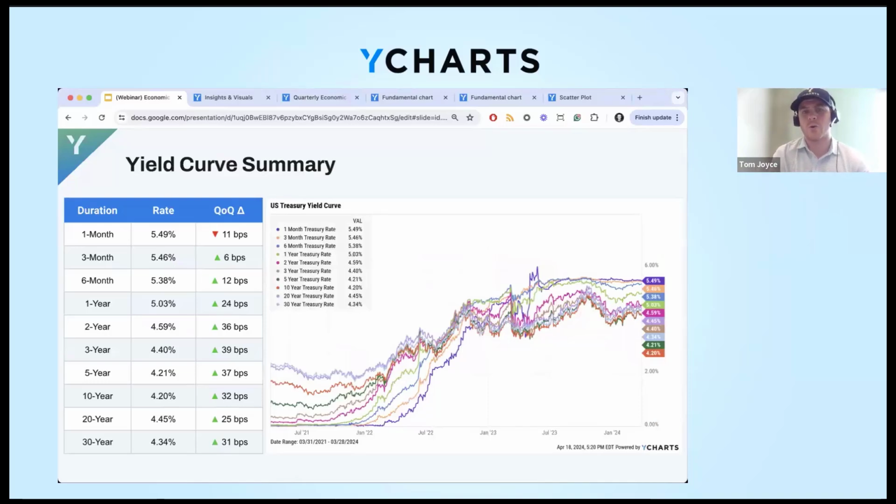And we can take a look at this further, looking at the treasury yields. What we're looking at, basically on the right-hand side, are all the different time frames in the chart. And then on the left-hand side, we've got the durations, what the rates are, and then what that looked like on a quarter-over-quarter basis.